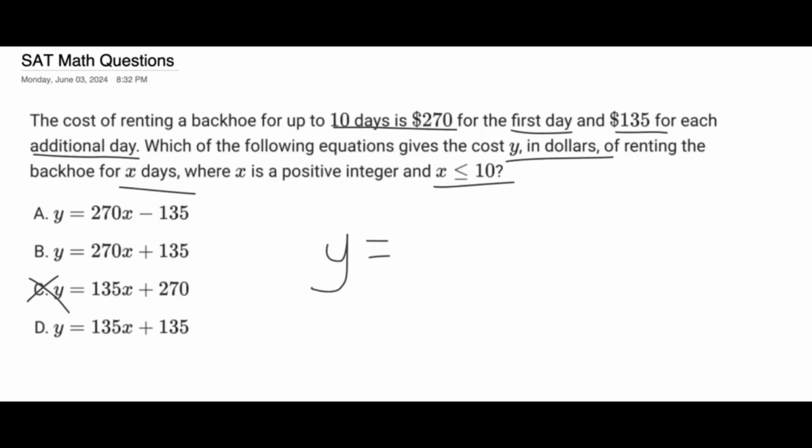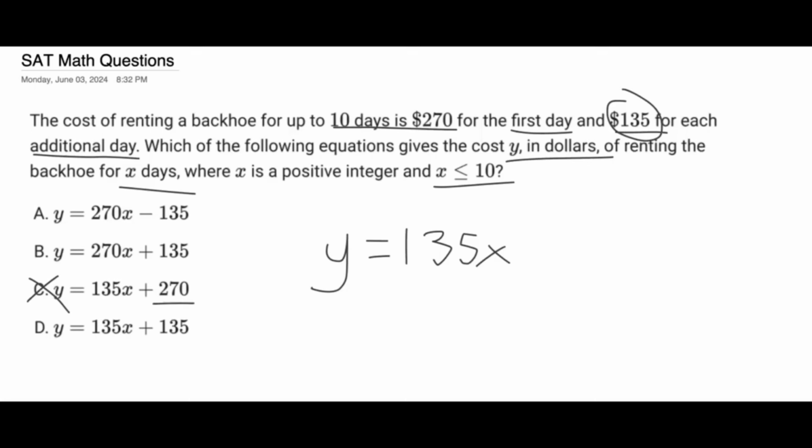And we know because it tells us it's $135 for each additional day. So each day is going to cost $135. And it says renting the backhoe for x days, so x is represented by the number x. So it's 135x. But now we need to find the y-intercept. And we already said the y-intercept is not $270.